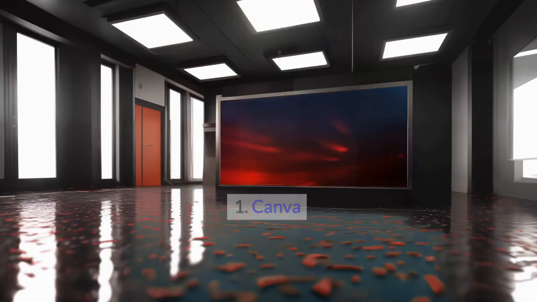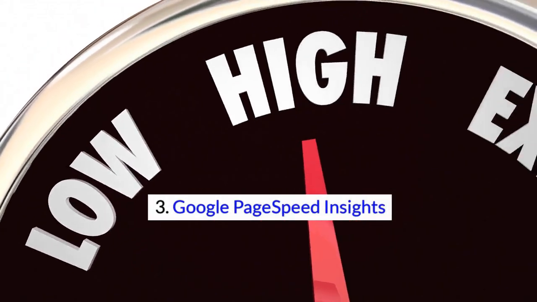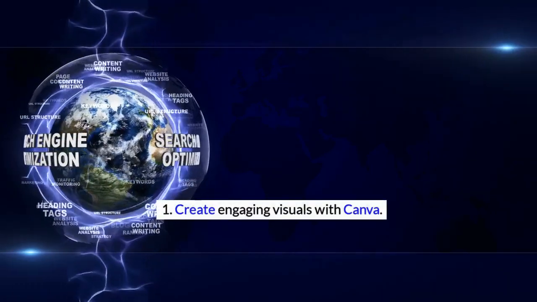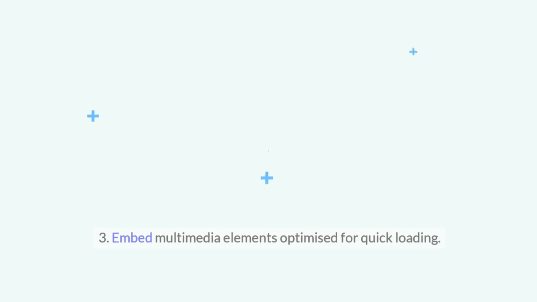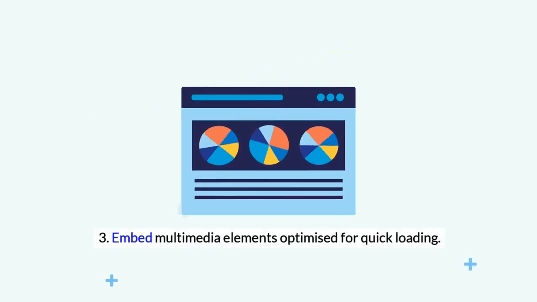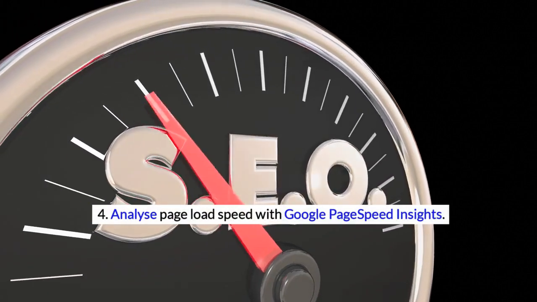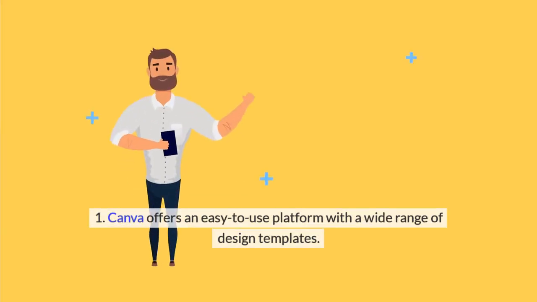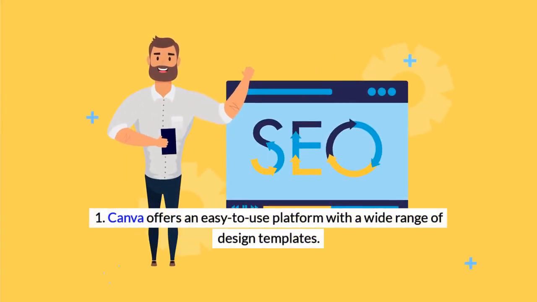Tools needed. 1. Canva. 2. Vidyard. 3. Google PageSpeed Insights. Steps. 1. Create engaging visuals with Canva. 2. Produce informative videos using Vidyard. 3. Embed multimedia elements optimized for quick loading. 4. Analyze page load speed with Google PageSpeed Insights. Recommendation. 1. Canva offers an easy-to-use platform with a wide range of design templates.